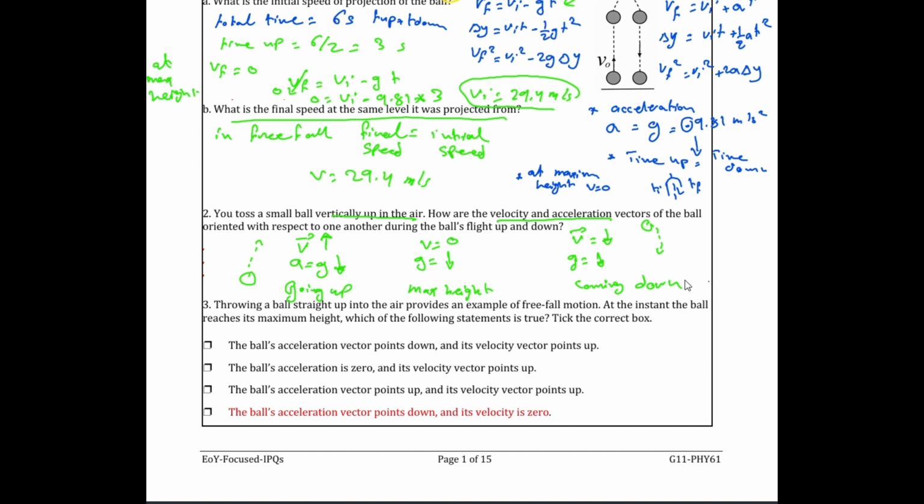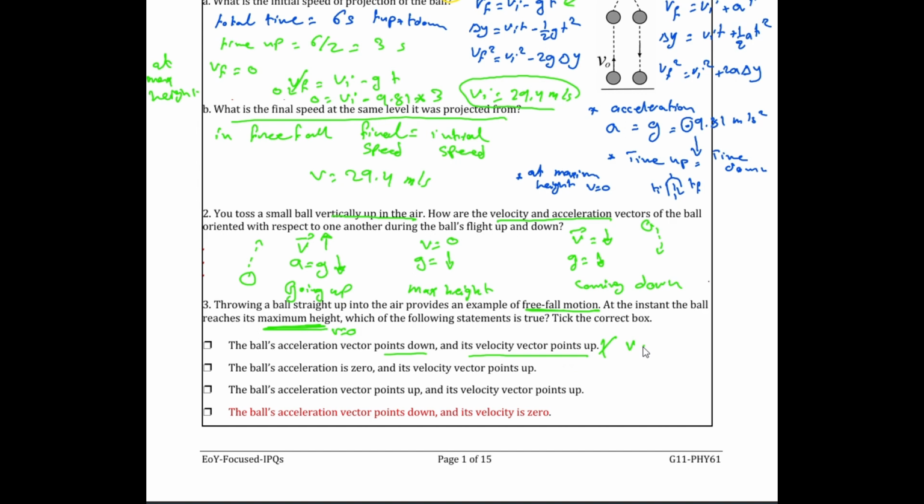Let's go to question 3. Question 3 says that throwing a ball straight up into the air provides an example of free fall motion. At the instant the ball reaches its maximum height, which is v equals 0, which of the following is true? The ball's acceleration vector points down and the velocity vector points up at maximum height?